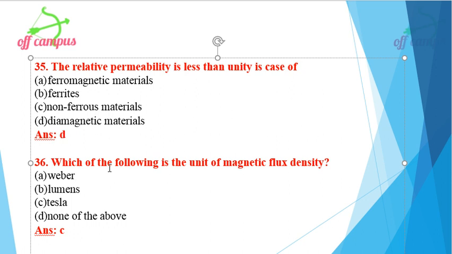Then, which of the following is the unit of magnetic flux density? What is the unit for magnetic flux density? There are four options: Weber, Lumens, Tesla, and none of the above. Magnetic flux density is Weber per meter square, which is otherwise called Tesla. Option C, Tesla, is the right option. Again, the unit of magnetic flux density is Weber per meter square or Tesla.